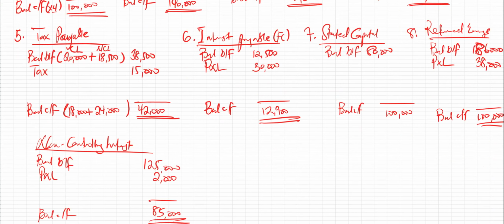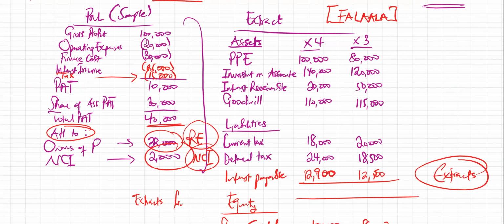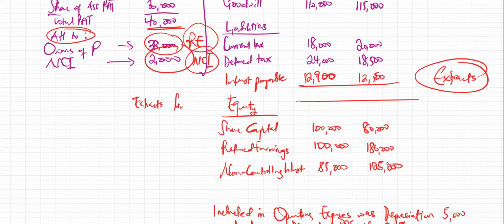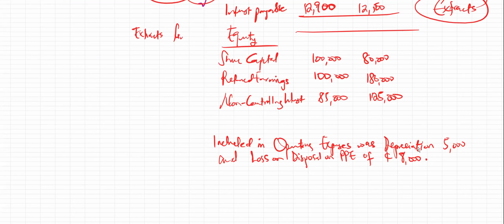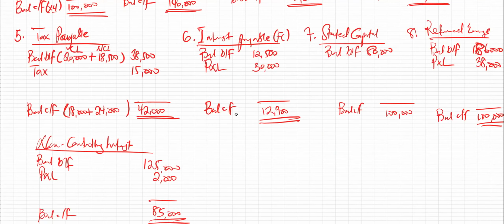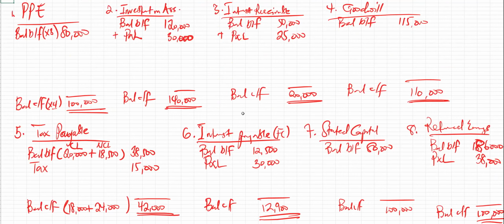Was there anything in the footnotes that we need? They said: included in operating expenses are depreciation of 5,000, and loss on disposal of PPE of 8,000. So we know that when we come to the PPE account, a loss on disposal does not affect our PPE. We only show it in the P&L. But depreciation reduces our PPE account. True or false? True.